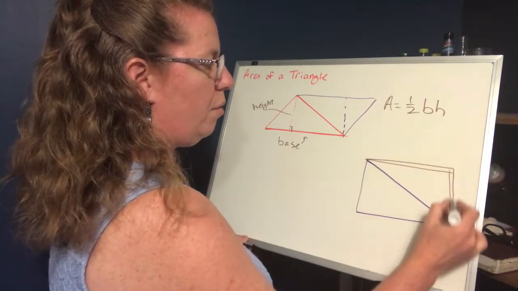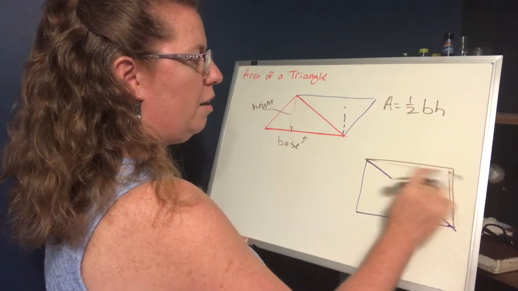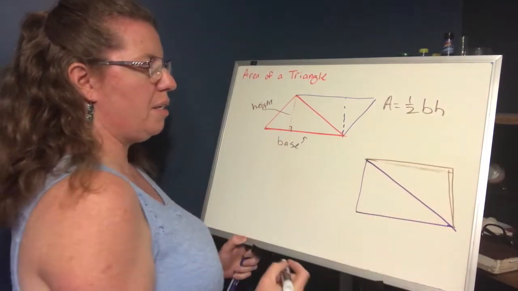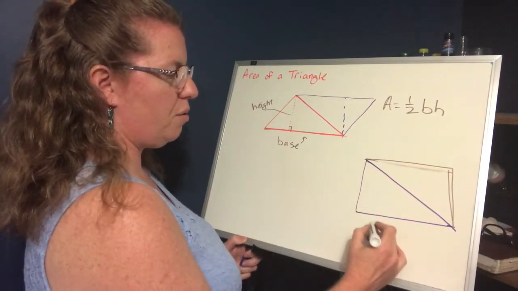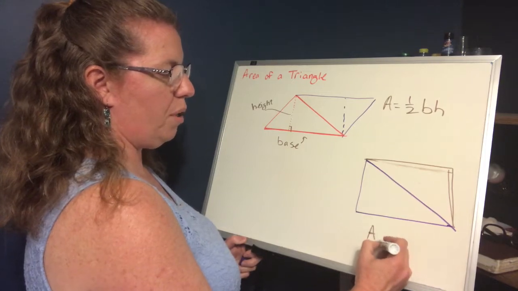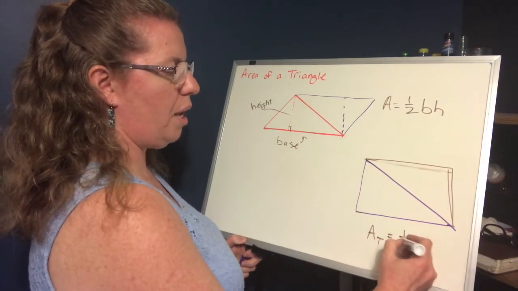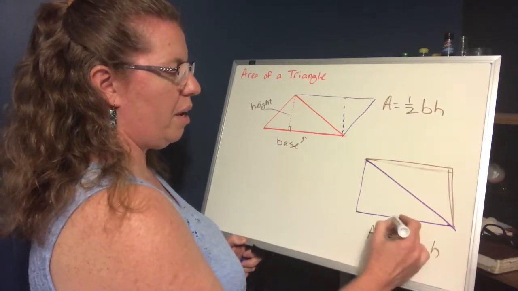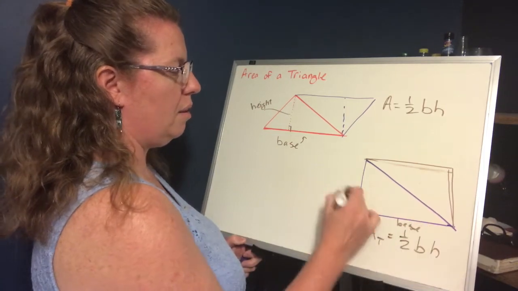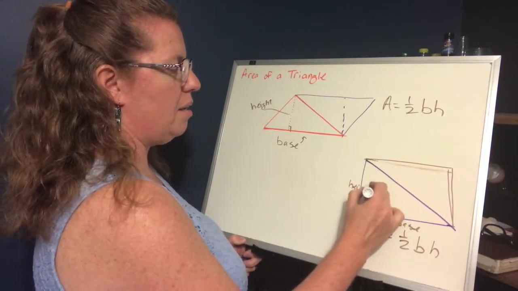If I drew it a little better, there we go. Again, area of the rectangle is base times height. So my triangle, and we'll probably put a little area of the triangle, is 1/2 base times height, where this is my base and this is my height.